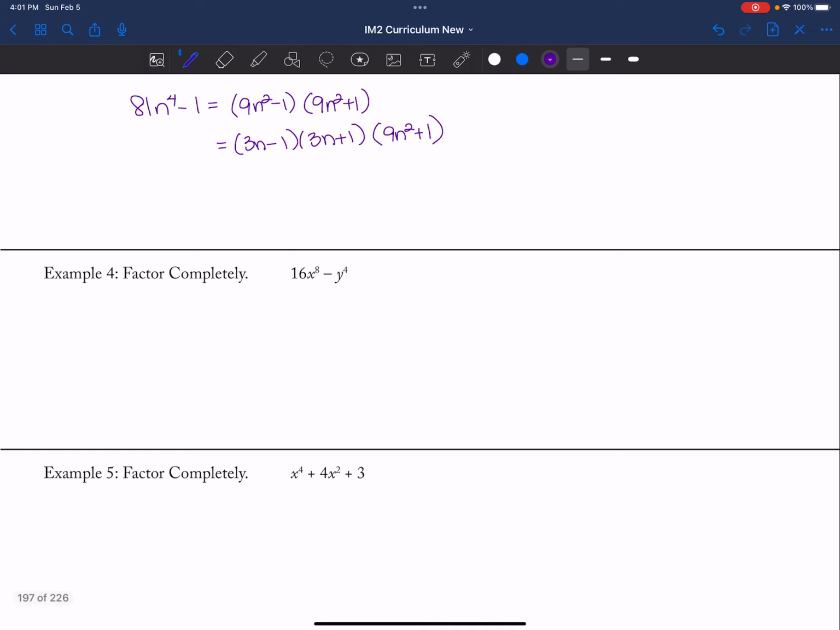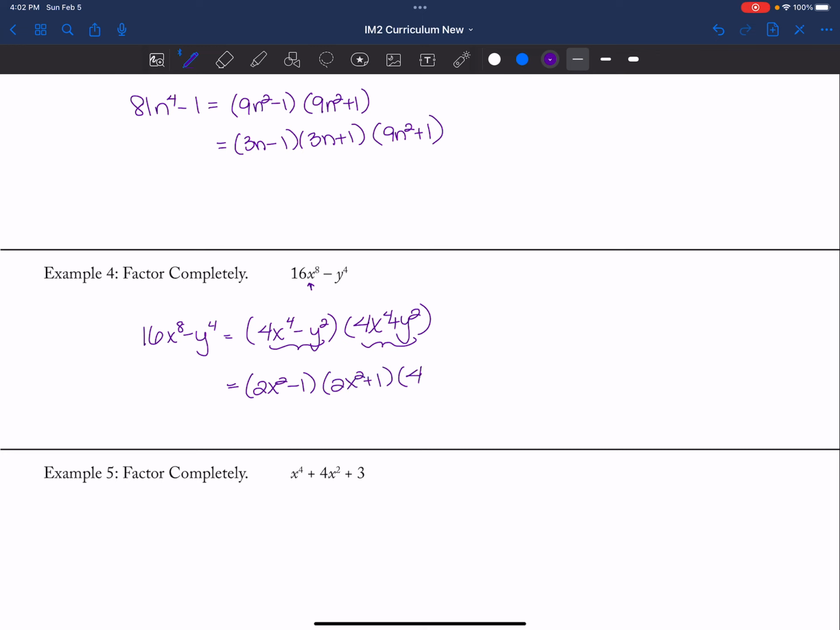Now this 8th power is a little bit weird because it's really like 8 x's that are together. So when I factor this, it's 16x to the 8th minus y to the 4th. So I'm going to take that square root, so I get 4x to the 4th minus y squared, and then I'm going to have a 4x to the 4th plus y squared. And now this other factor here does not factor anymore, but this first one factors more to a difference of squares. So this is 2x squared minus 1 and 2x squared plus 1. And then 4x to the 4th plus y squared. And I'm going to leave it like this.